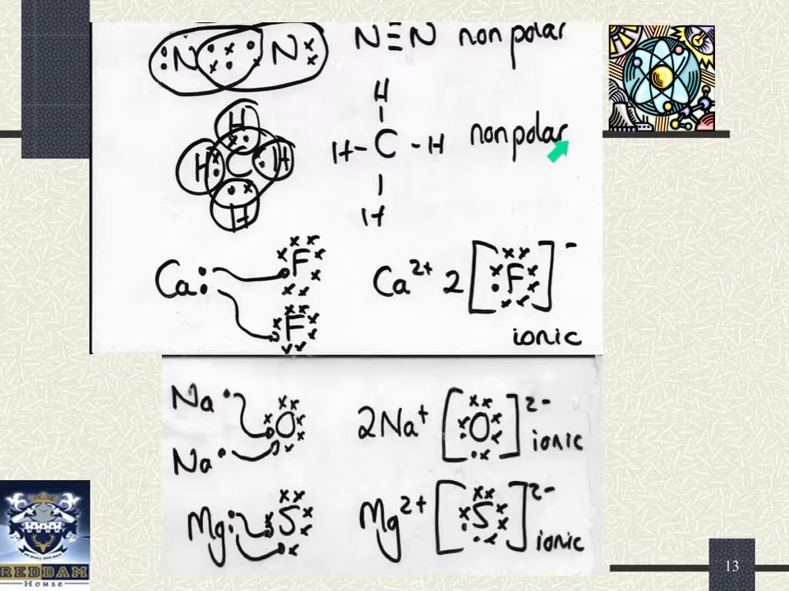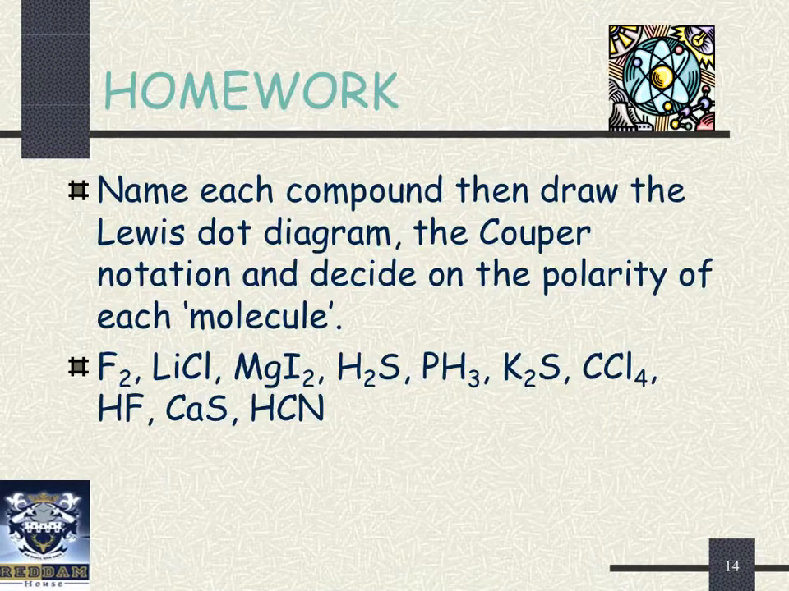a non-polar molecule. Calcium is a metal, transfers its electrons to fluorine, which is a non-metal. Ionic bond. Ionic by its very nature is polar. Sodium transfers metal to non-metal, oxygen. Magnesium, metal to non-metal, sulfur. All of those are transfers of electrons and ionic.